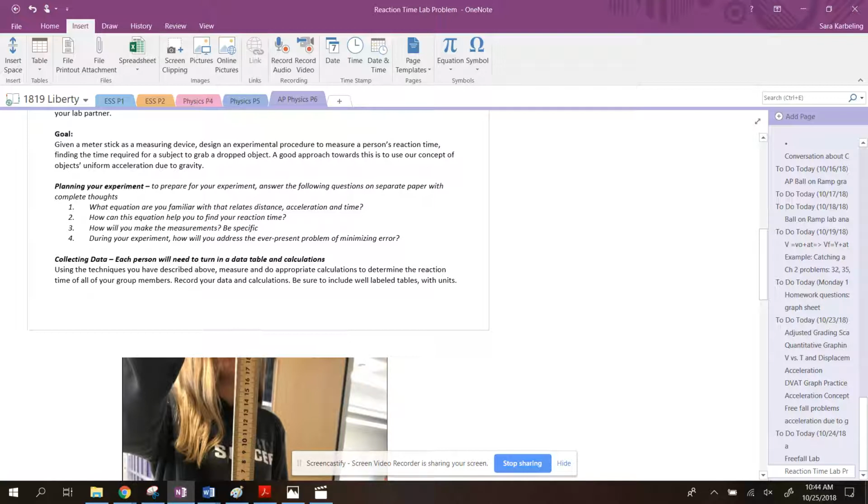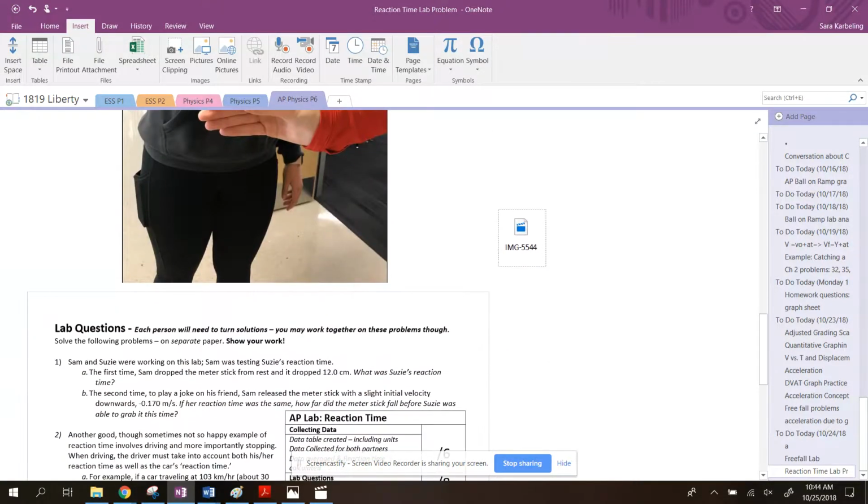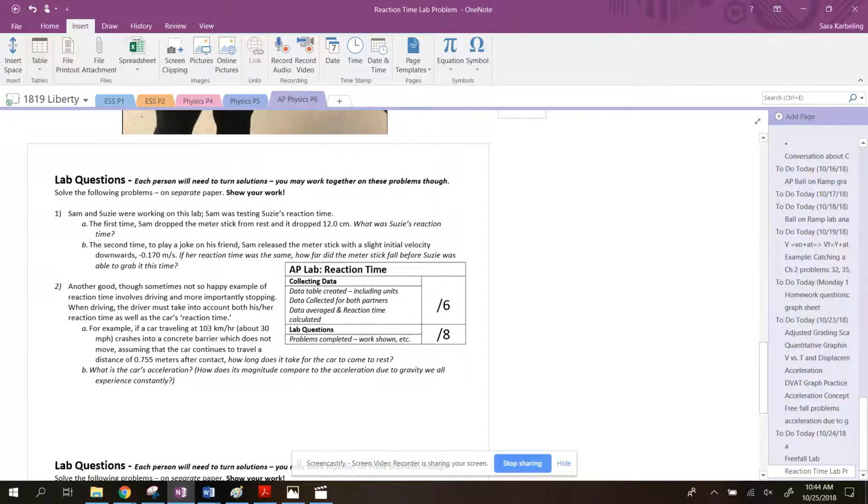A note on the collecting data: each person will need to take data to turn in a data table with calculations. It's not a big, scary, long process. It's really just an opportunity to collect data for a problem that you're working, okay? Once you've finished that and gotten all of your data, you can double check with the substitute. They've got a couple of notes to double check and make sure that you're on the right track.